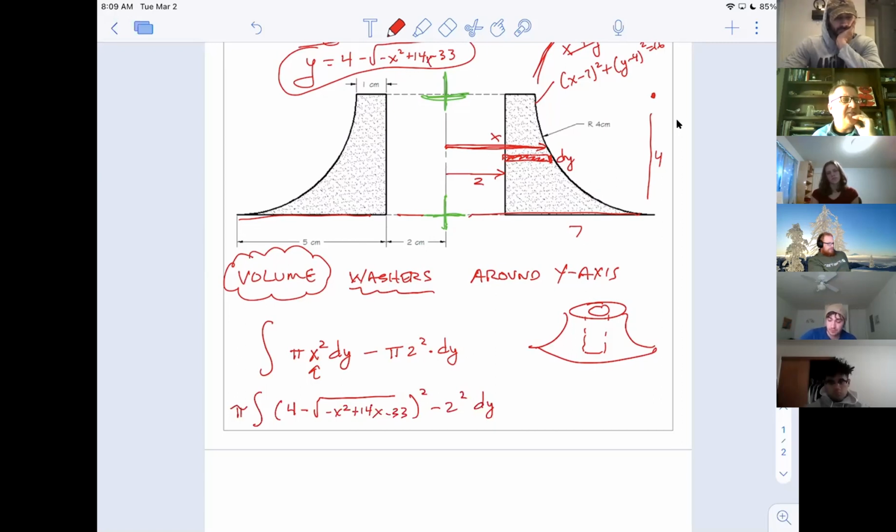And then lastly, I just have to say, well, what are my y values? Since I'm working with y's, I need this thing to slide all the way from here. I need that shape to go all the way to the ground and all the way to the top. And since this is a radius of 4, then that's an x coordinate of 4. So it's going to be all the way from 4 to 0.